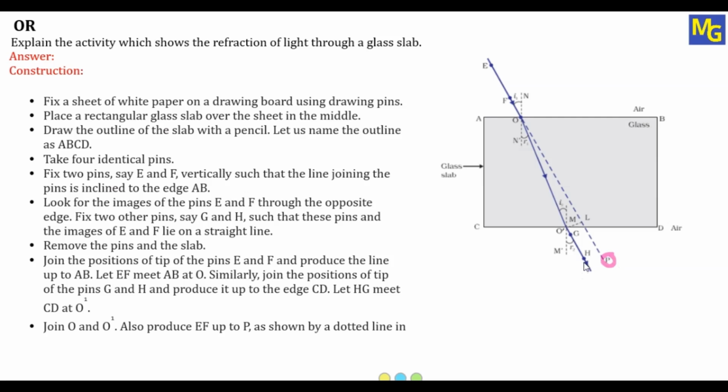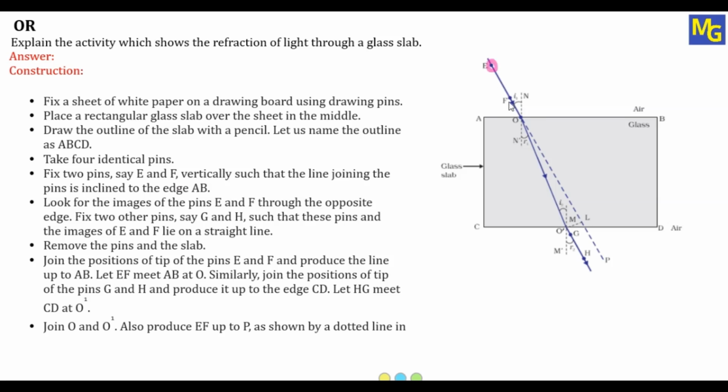What we did here, once again I will explain quickly. We took one white paper. On that white paper, at the center, we placed one glass slab. We drew the boundary of this glass slab, labeled A, B, C, D. Then we took 4 pins, the same 4 pins.